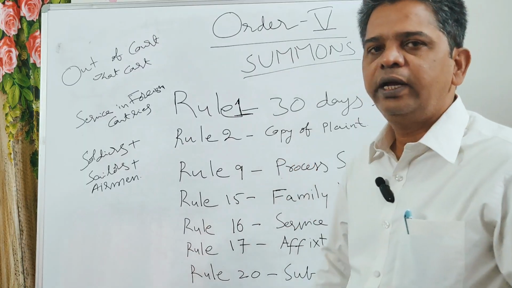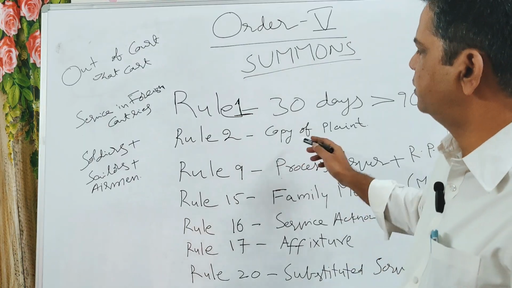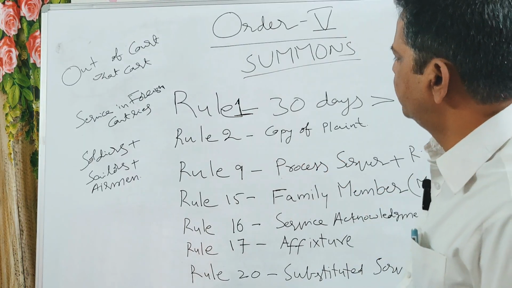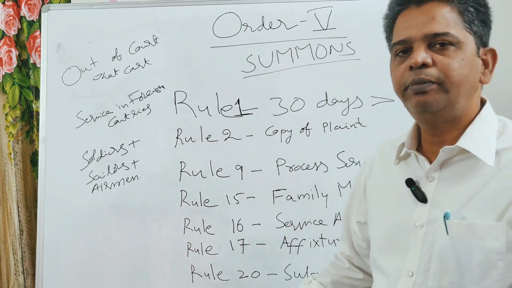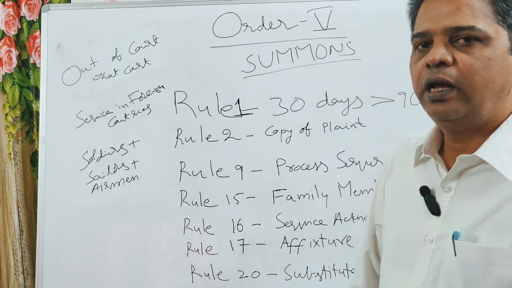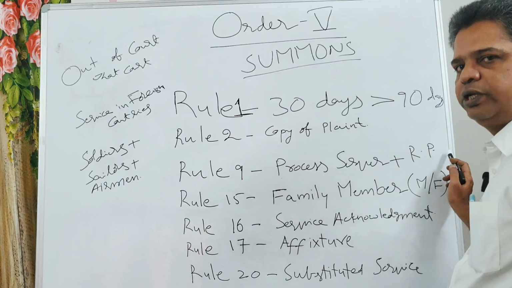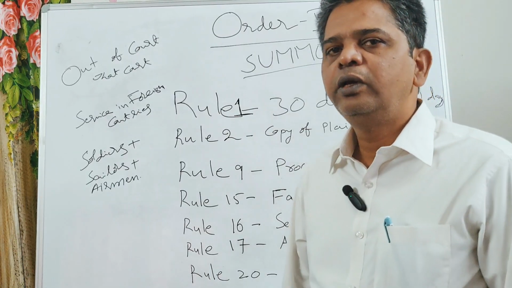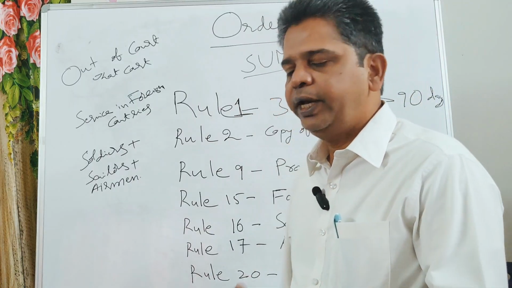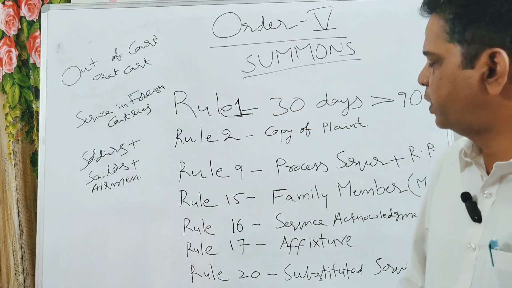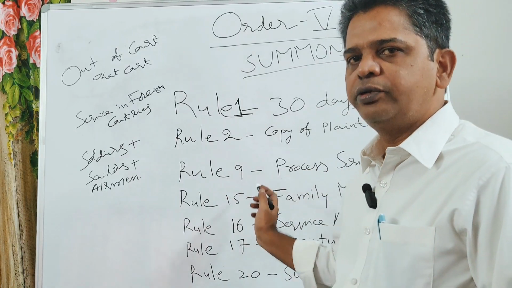Rule 2 says that a copy of the plaint shall accompany the summons to be served on the defendant. Rule 9 says that the process server appointed by the court will serve the summons on the defendant, and the summons will also be sent by the court through register post with acknowledgement, provided we pay the process fee along with our plaint, and we pay stamps for the purpose of service of summons through the process of court.